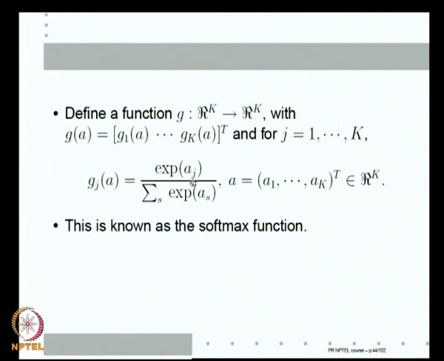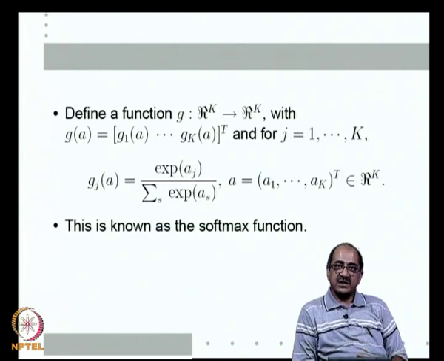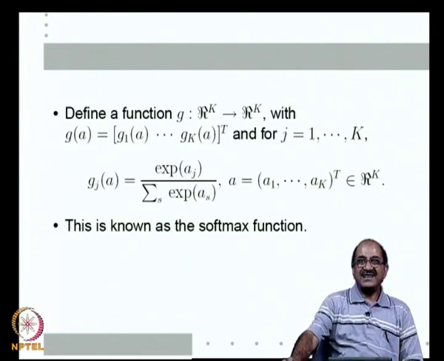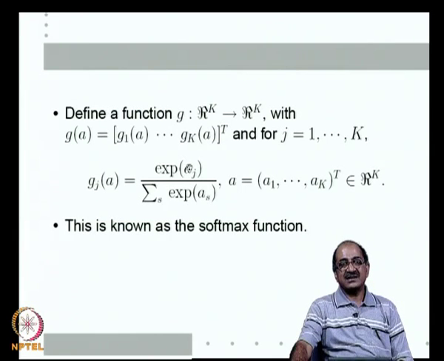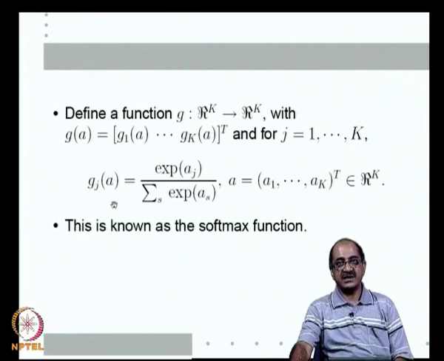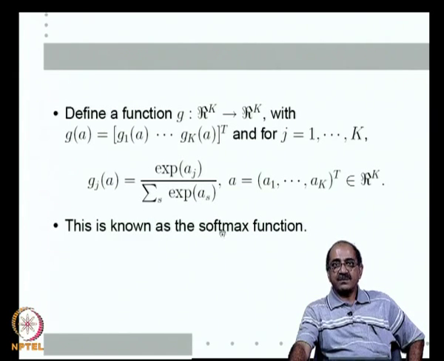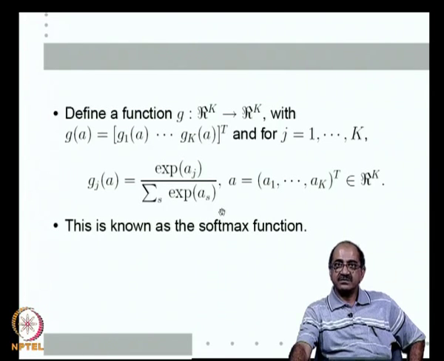This g function is known as the Softmax function. As I said, our idea is we need a smooth function which essentially picks the maximum of a given set of numbers. Suppose a1 is the maximum of all the a's, then if I divide all the numerators and denominators in Gj by exponential a1, for G1 it will be 1 by 1 plus some terms, all of them will be small numbers.